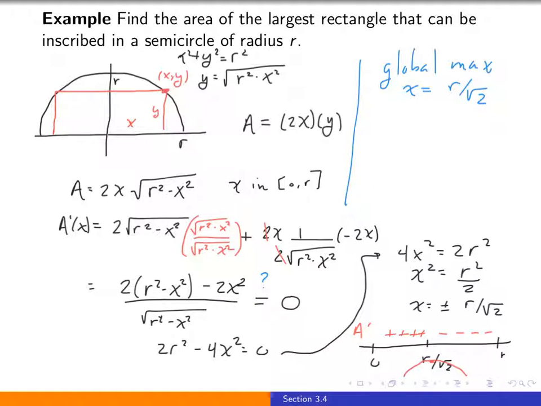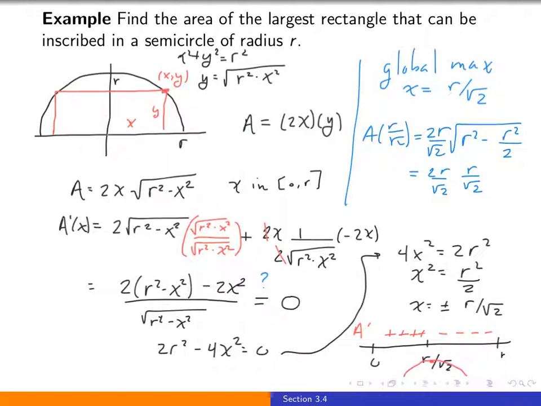So the area of that largest rectangle is going to be A of r over root 2, which is 2r over root 2 times the square root of r squared minus, and then we have r over root 2 squared. So minus r squared over 2. And this simplifies down to being 2r over root 2. R squared minus r squared over 2 is r squared over 2, so r over root 2.